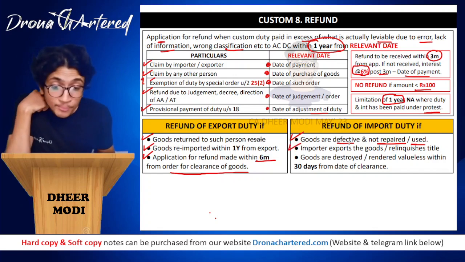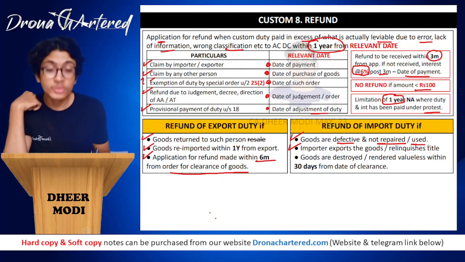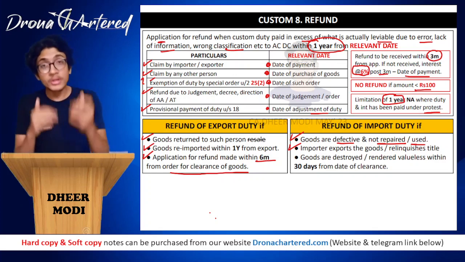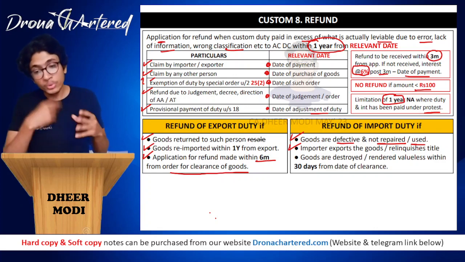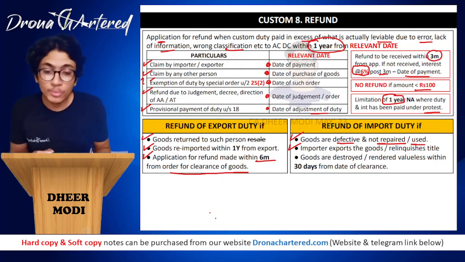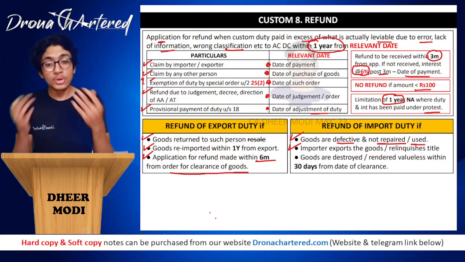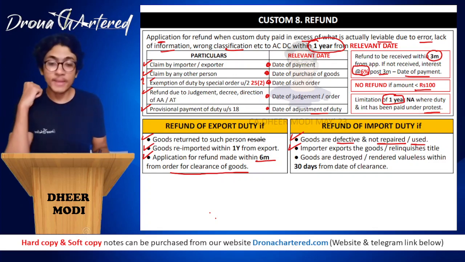Next, importer exports the goods or relinquishes title. That means first you imported the goods in India, cleared it for home consumption, paid your import duty, and then again you exported it. You exported the goods outside India. In such a case, your duty will be paid back to you.